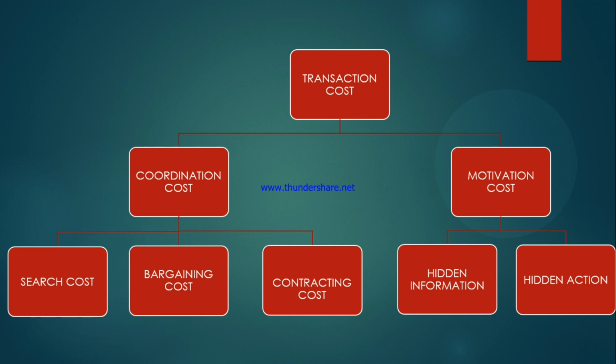Transaction cost is the combination of all these costs, like the coordination cost and motivation cost. The coordination cost contains the search cost, the bargaining cost, and the contracting cost. And the motivation cost contains hidden information and hidden action. So I'm going to give you a deep view on all these aspects.